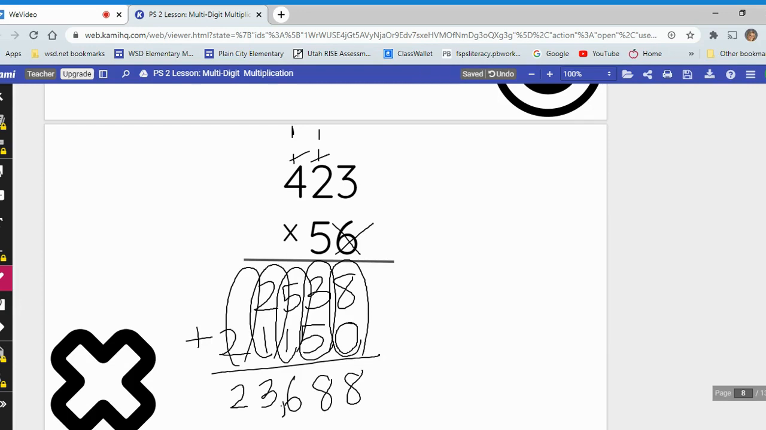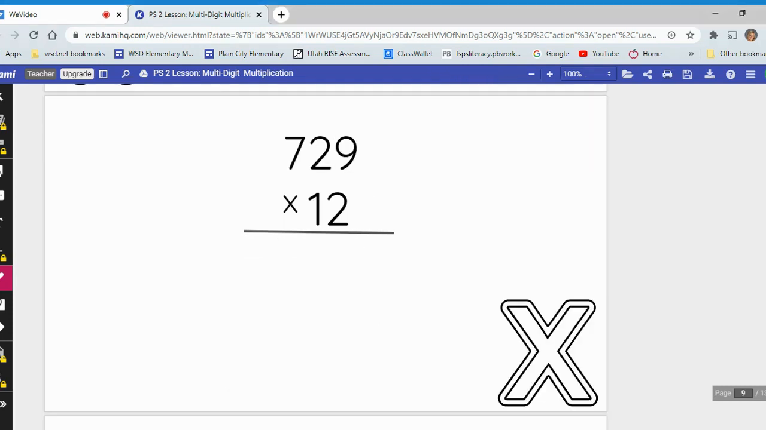So 423 times 56 gets us 23,688. Looking at our next problem. So 2 times 9 is 18.